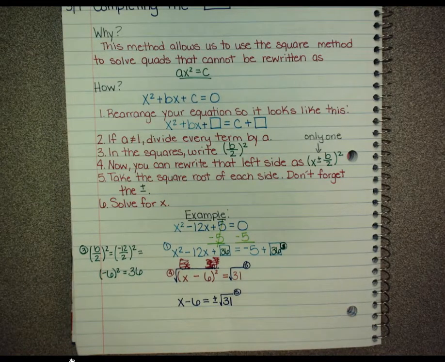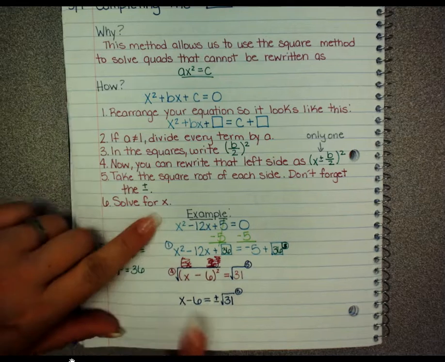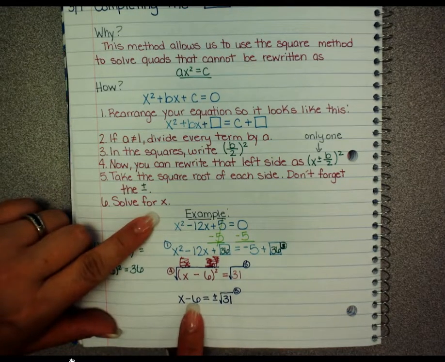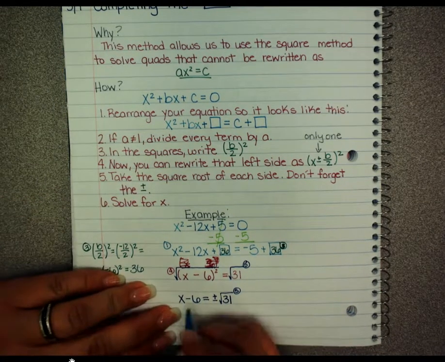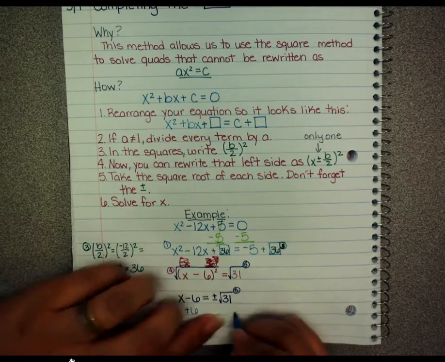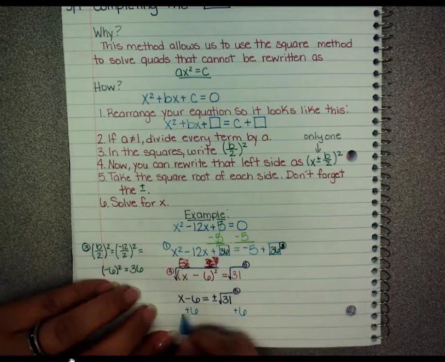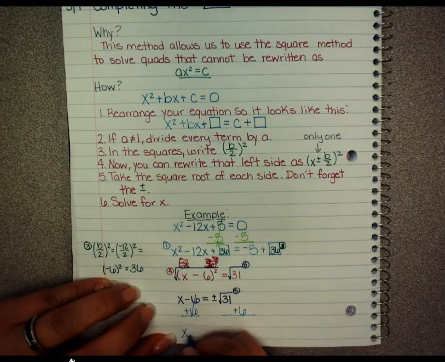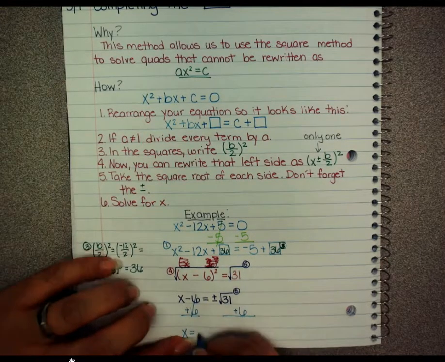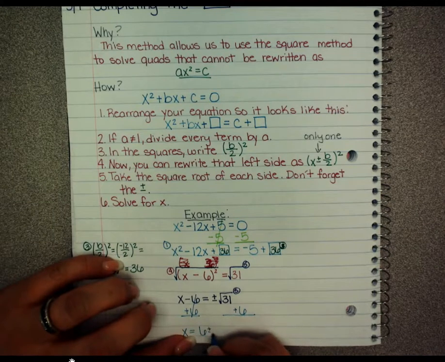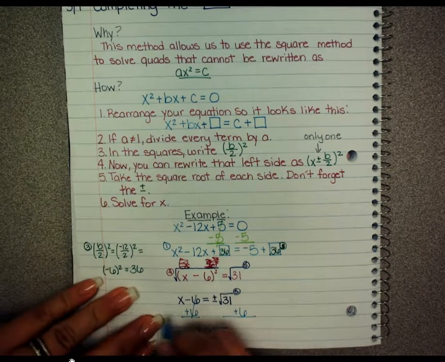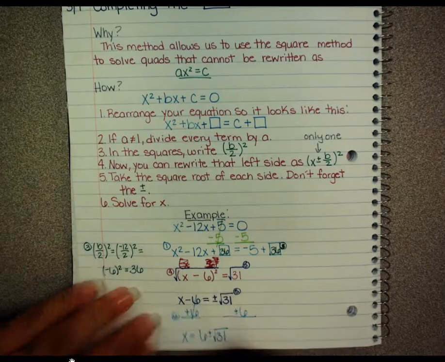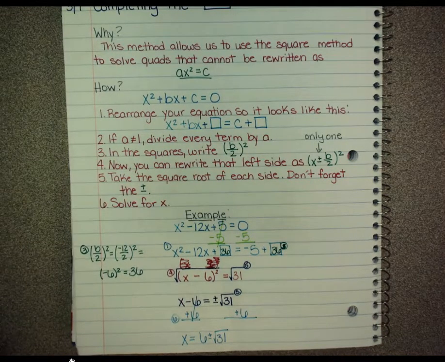And then step 6 says to solve for x. So I've got to get this 6 away. I'm going to add 6 to each side. That cancels. So x is equal to, and I'm just going to move the 6 in front, 6 plus or minus the square root of 31. This is step 6. And that right there is your answer.